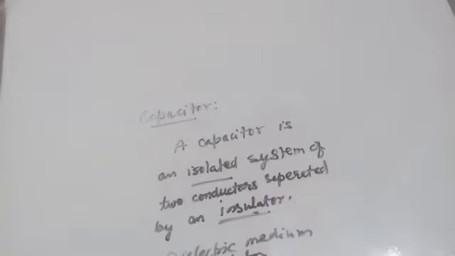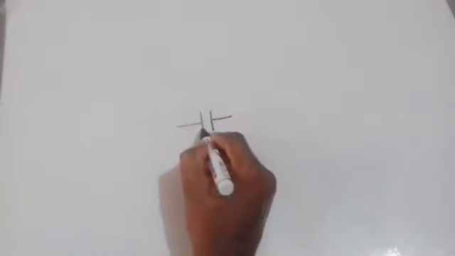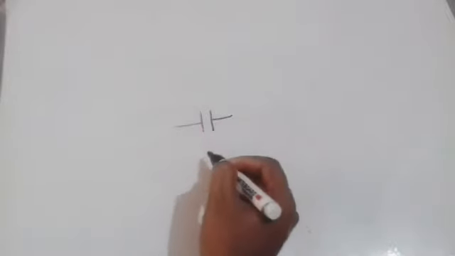Now the conductors may be of any shape or size. As per our syllabus, we have to learn about parallel plate capacitors, but capacitors are of various types. The conductors can have a cylindrical or spherical shape also. Okay, so let us proceed. The symbol used for a capacitor in circuits is as shown: two parallel small vertical lines, because we learn about parallel plate capacitors.